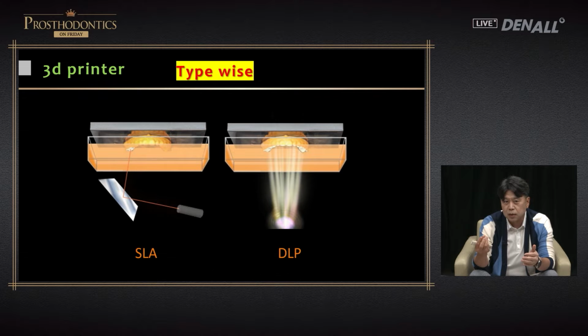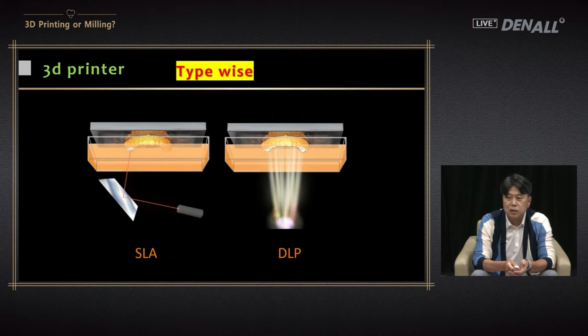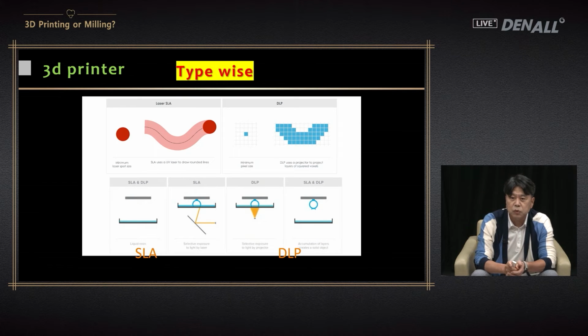DLP, digital light processor, uses a projection of an image. So if you look at these pictures, on the left, the laser passes through the red dot. The resin is cured. And on the right, the square small pixels are projected. The light is projected. This is based on the light-cured resin. So UV light is used for both of them. This is very similar to the light-cured resin used in the dental office.